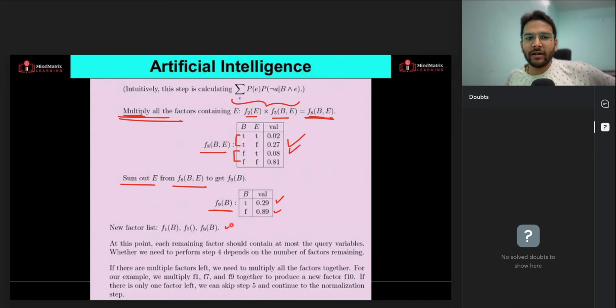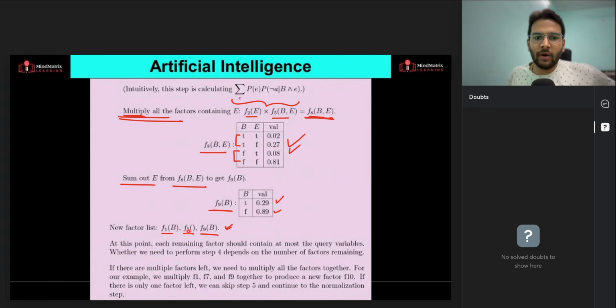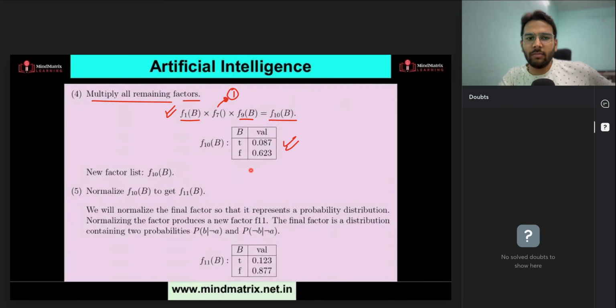So now we have a new factor list: f1 of b, f7, which is one value only, and f9 of b. Now we can perform this multiplication because sum out is already done. Multiply all the remaining factors. This is one only, so you can just directly ignore it. What about f1 of b and f9 of b? Let's say you are getting f10 of b. So this is what you are going to get. You can verify, you will be getting the same value.